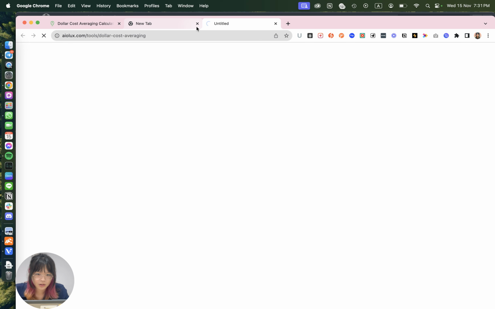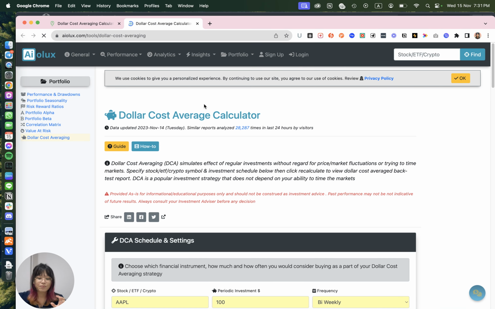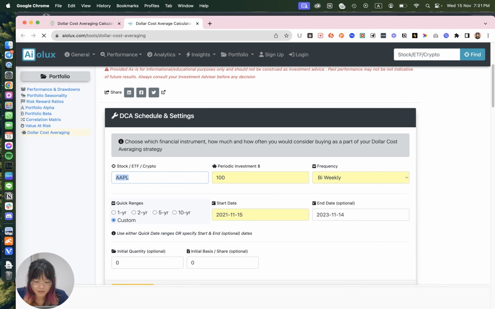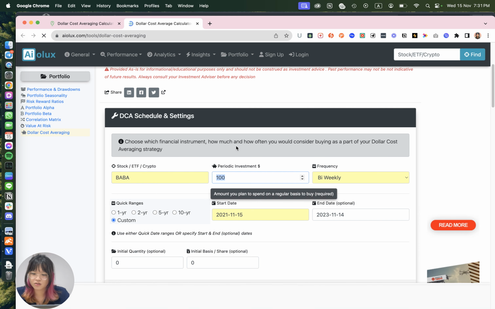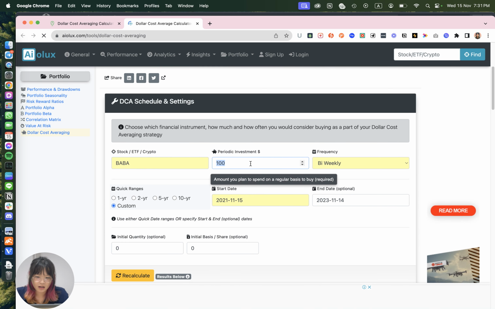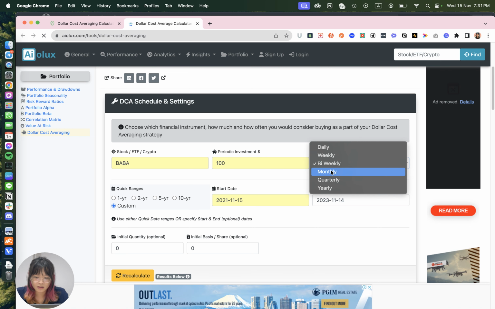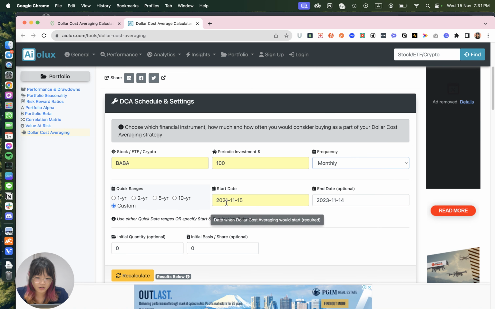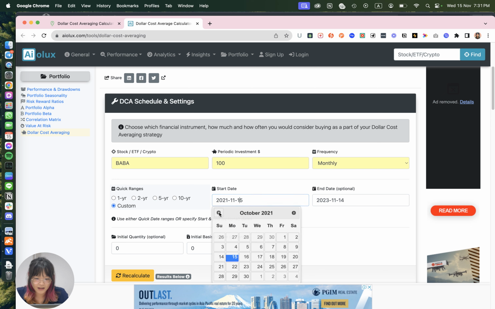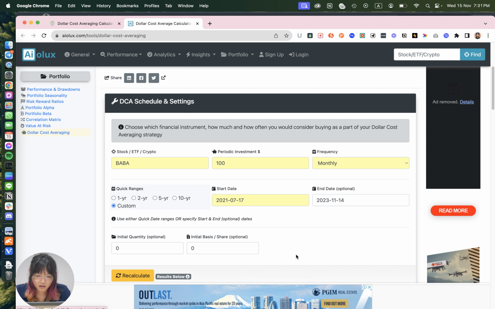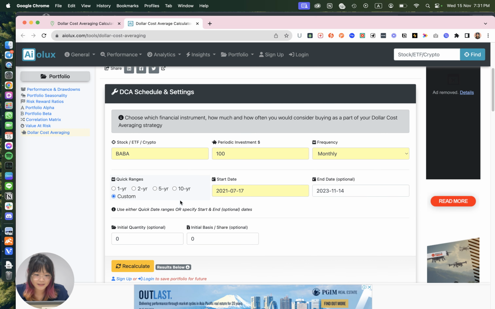In this one, I'm going to put the same time frame, and let's say I purchase at that same time. Let me just put here, let's say I use $100 on a monthly basis, and I started in July, 17. Okay, great. Let's see how much it is.